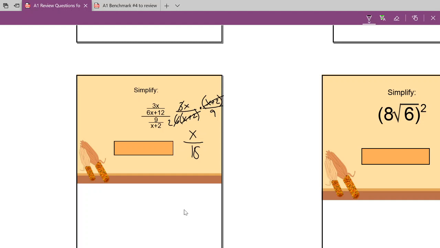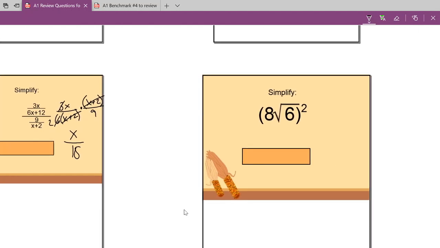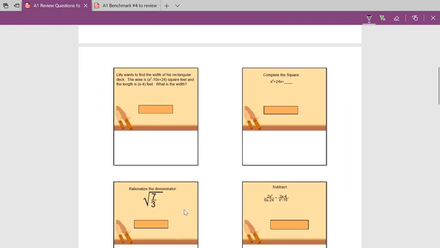And the next one says I have 8 times the square root of 6, and I'm going to square that. Since there's only multiplication here, I really am doing 8 squared and the square root of 6 squared. So 8 squared is 64 times the square root of 6 squared, that's root 36 or just 6. And you can multiply all of that out and you get 384. All right, continuing on to the next page.